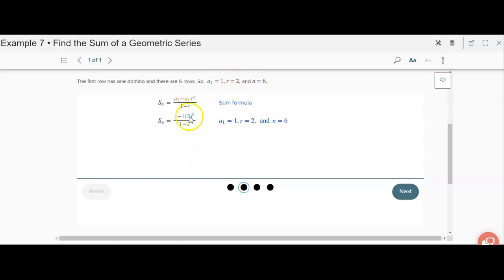So we'll start with our formula, and let's just plug in the values. And from here on out, it's just evaluating. If you have all these values, you just plug them into the formula and evaluate, and you get 63. So we would need 63 dominoes altogether.